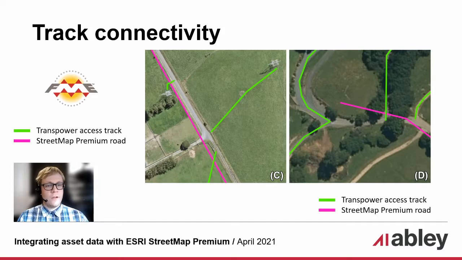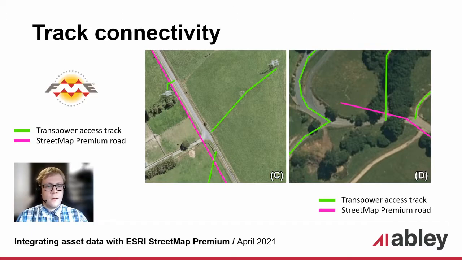The second part of phase 2 was to assess track connectivity with the road network. Either a track intersects a StreetMap Premium road and a vertex is created at that point, or the track connects to the endpoint of a StreetMap Premium road. It was important to keep in mind that StreetMap Premium uses endpoint connectivity rules when joining tracks onto this network, as this meant that override points were needed.